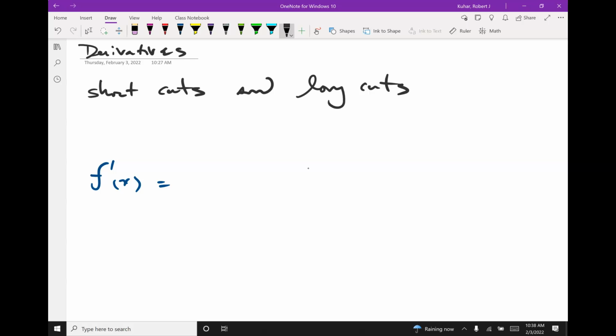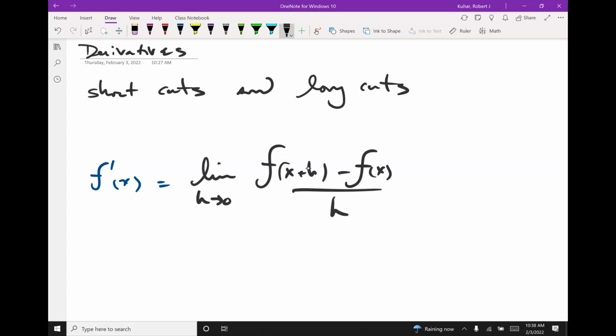Nice. f prime of x. Anybody seen it before? f prime of x is called the derivative. It is the limit as h goes to 0 of f of x plus h minus f of x, all over h. The book notation uses delta x instead of h. Just make sure when you read delta x, it's one variable, not delta times x, right? I don't like using delta x. I find it a little annoying to write, so I like this h going to 0.